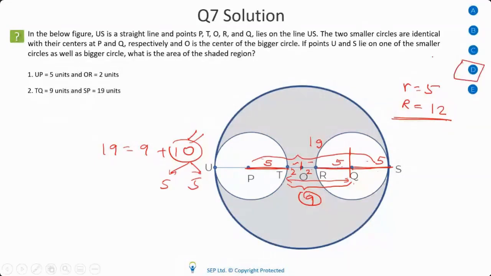Now tell me, was this one clear or not? Because this was, I think, slightly tricky because of the 19 and 9. But I hope I made this perfectly clear that if TQ is 9, the remaining has to be 10, and they're both radiuses. So this 10 gets equally split into 5 and 5. Any questions, guys? Please ask. Most of you got it correct, but those of you who didn't, I hope it's clear now why the answer has to be option D.